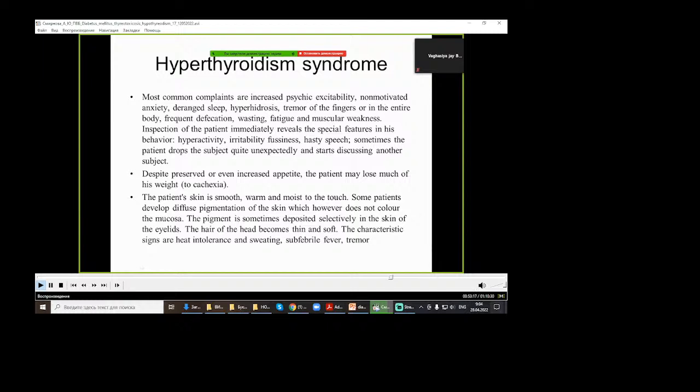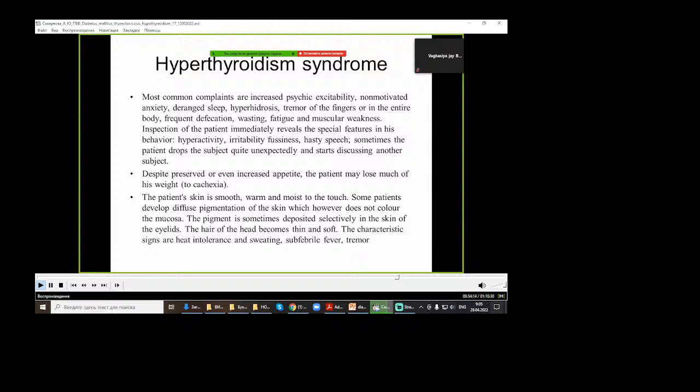Hyperthyroidism syndrome. The most common complaints are increased psychic excitability, non-motivated anxiety, deranged sleep, hyperhidrosis, tremor of the fingers or of the entire body, frequent defecation, wasting, fatigue, and muscular weakness. Inspection of this patient immediately reveals special features in behavior. So they are hyperactive. Irritability, fussiness, and hasty speech are important symptoms of hyperthyroidism syndrome. Sometimes the patient drops the subject quite unexpectedly and starts discussing another subject.